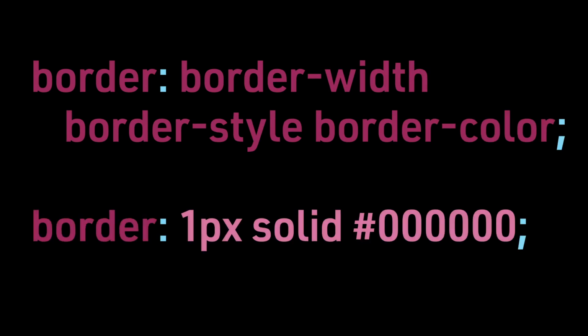Border, border width, border style, border color. Border, 1 pixel, solid, #000000. The first shows how we need to write the shorthand out, specifying the width first, then the style, and finally the color. The second declaration states that we want a 1 pixel solid black border all around our element.